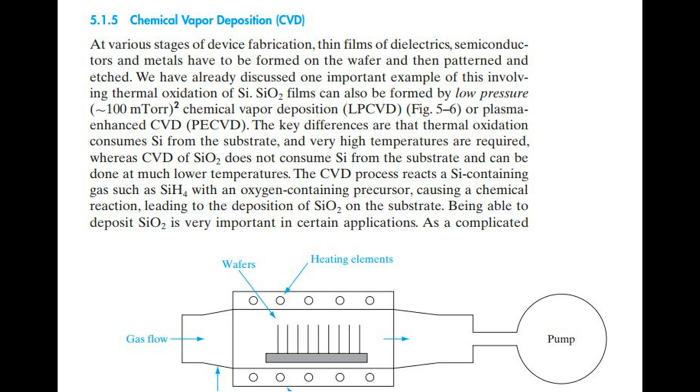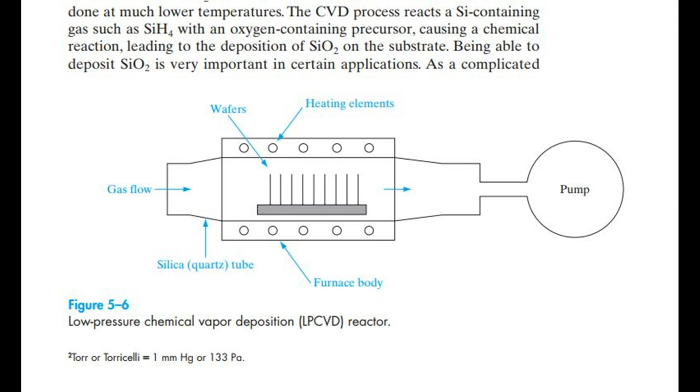The key differences are that thermal oxidation consumes silicon from the substrate, and very high temperatures are required, whereas chemical vapor deposition of silicon dioxide does not consume silicon from the substrate and can be done at much lower temperatures. The chemical vapor deposition process reacts a silicon-containing gas such as silicon hydride with an oxygen-containing precursor, causing a chemical reaction, leading to the deposition of silicon dioxide on the substrate.